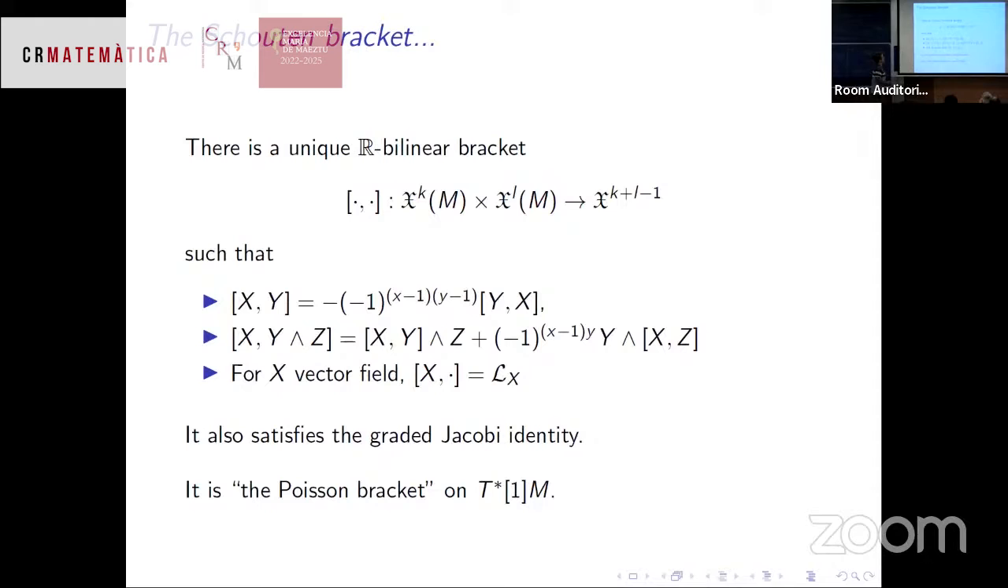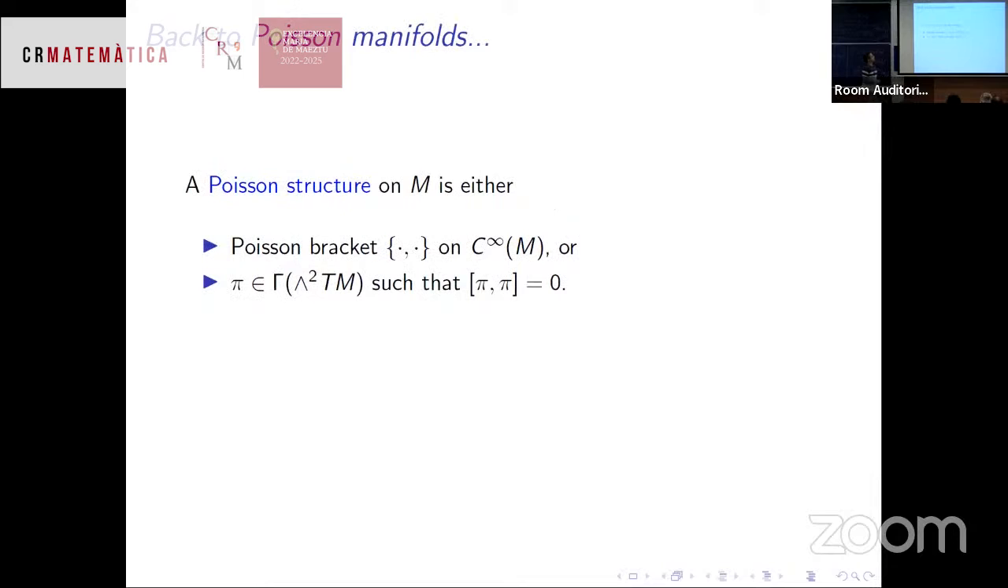The point is that, having that in mind, we can now summarize by having two definitions of Poisson structure. One is a Poisson bracket, a Lie bracket on the algebra of smooth functions that satisfies the Leibniz identity. The other is a bivector field that satisfies this additional quadratic equation. The correspondence between the two viewpoints is this formula, and this integrability condition is what makes this bracket satisfy the Jacobi identity.